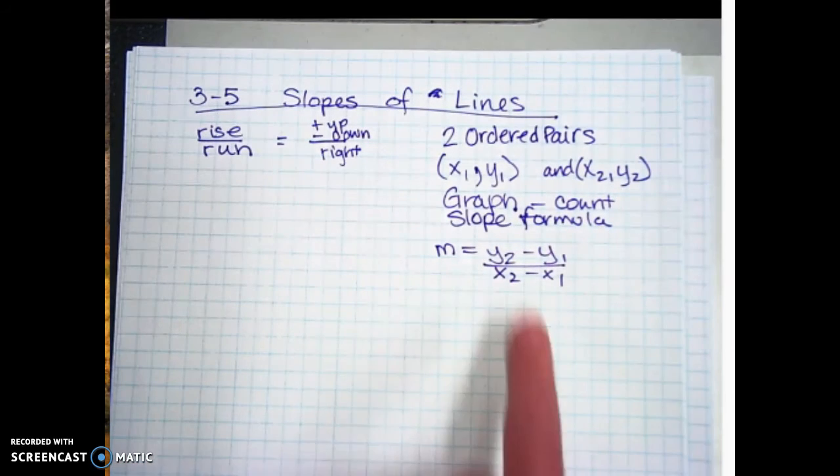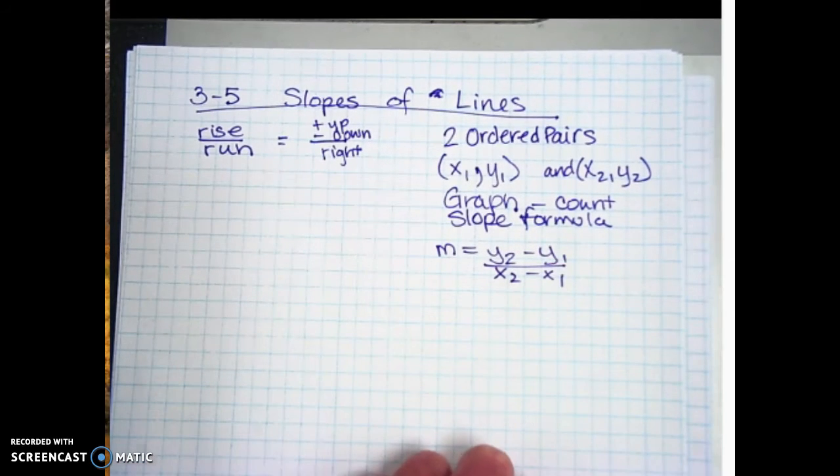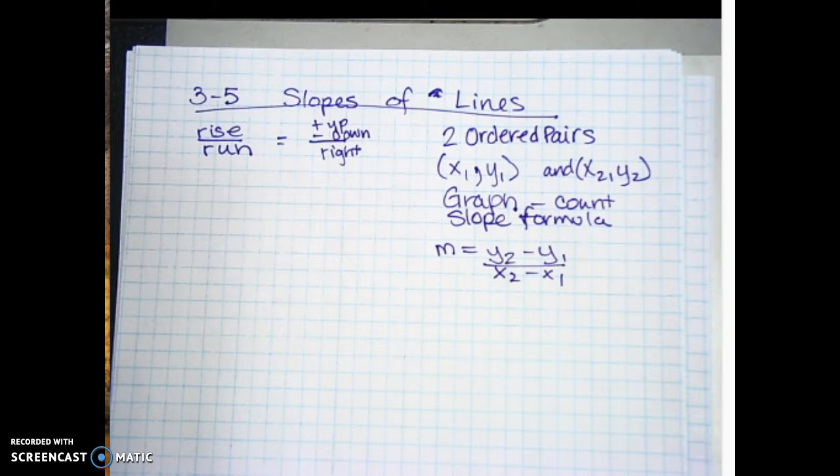So basically you're going to take the y values and subtract them, then take the x values and subtract them in the denominator. The only tricky part is if you have some negatives. So if you subtract a negative, that's like adding a positive. So you just have to watch your signs, okay? But basically it'll work every time.